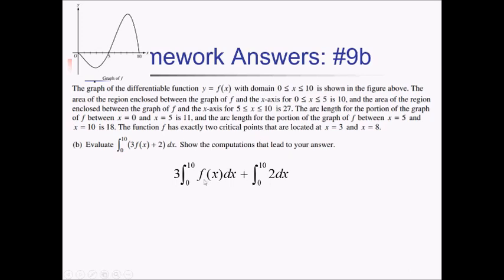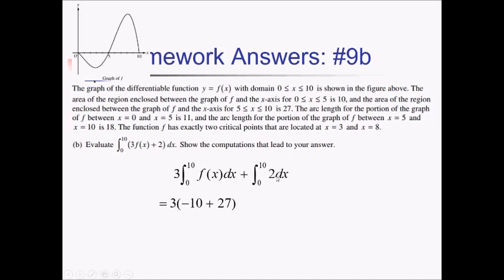So integral from 0 to 10 of f of x, that's the area under the f curve with the negatives factored in here. We already saw in part A that the area from 0 to 5 was going to be 10, but it's negative 10, right, because this is under the x-axis. So we have 3, parentheses, negative 10. And now we also have the area from 5 to 10, which they told us right here is 27. So we're going to be adding 27 in there.